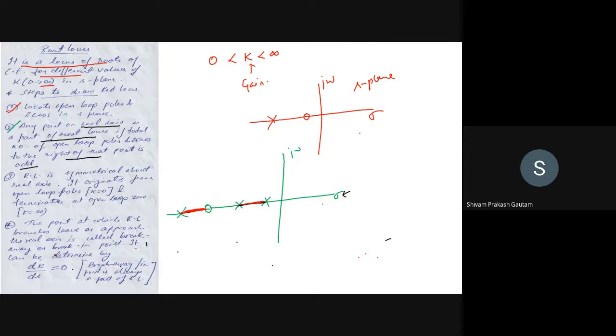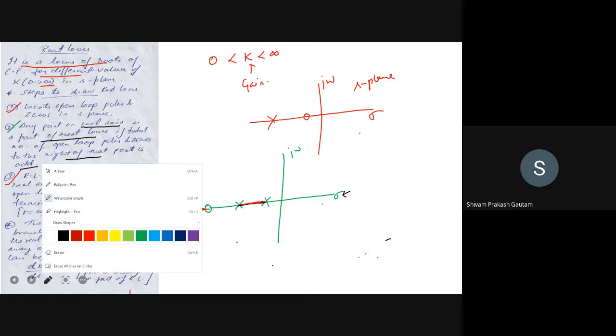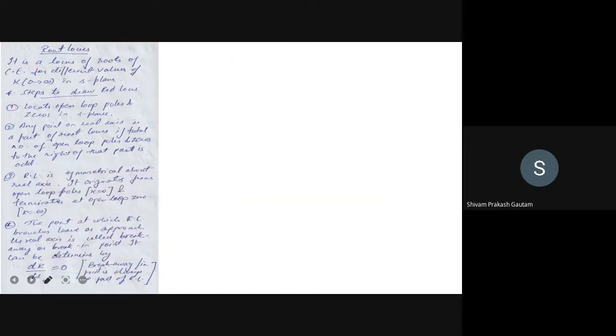Now moving to the next step: the root locus is symmetrical about the real axis. It originates from open loop poles at k equal to 0 and it terminates at open loop zeros at k equal to infinity. So let us have a glance at this step number 3. Just see, the root locus is symmetrical about the real axis.